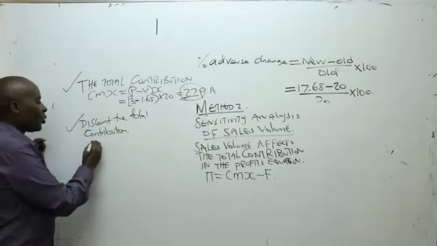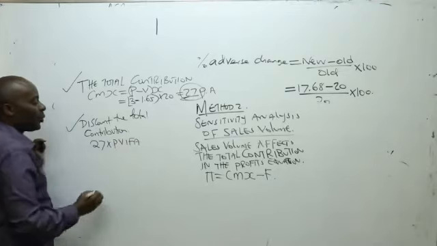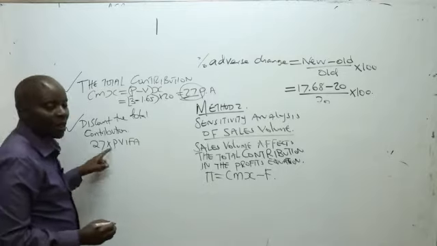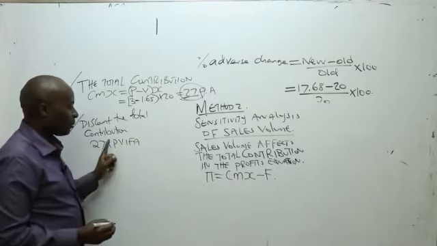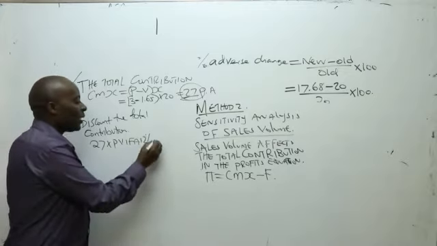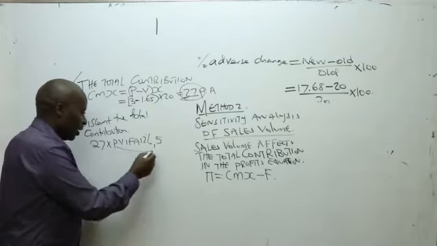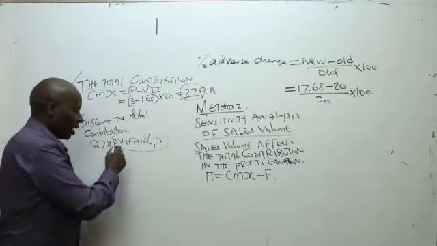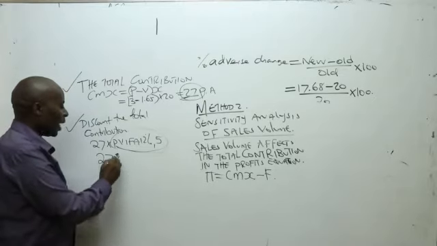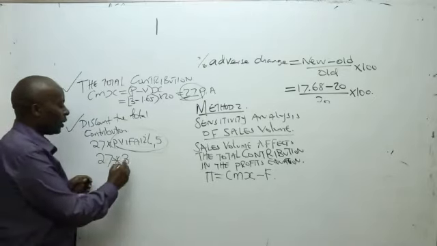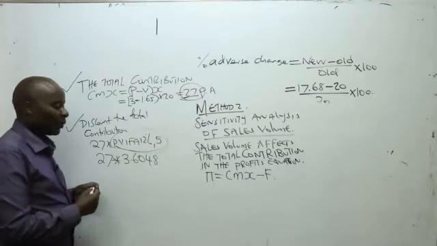So it will be 27 times PV-FA. 27 times PV-FA of 12%. How many years? 5 years. Fortunately, we have this figure. So it will be 27 times PV-FA of 3.6048. So can somebody give me this figure?